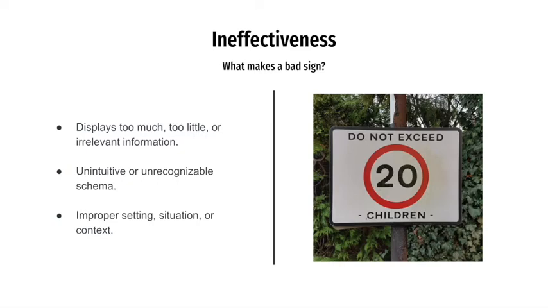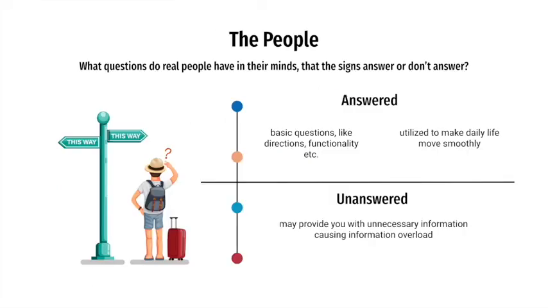When you see the ineffectiveness of the current sign on the screen, it says, do not exceed, circle in red, 20 children. Now, how are you really supposed to understand the setting or the situation and the context? You really can't be that sure because this sign is not really as effective as the previous ones, which makes it ineffective.